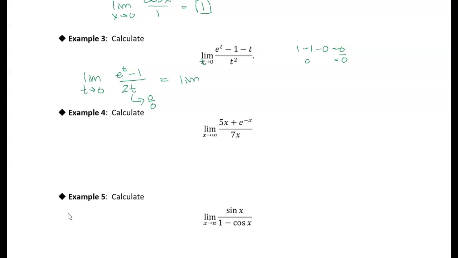So I'm going to look at the limit as t approaches 0 of the derivative, right? So I'm going to get e to the t over 2. And now when I evaluate the limit, e to the t at 0 just becomes 1, and of course 2 is just 2. So our limit is 1/2.